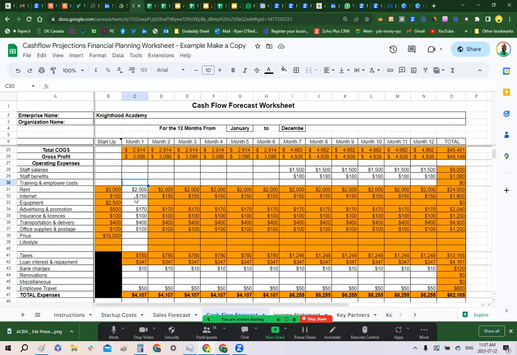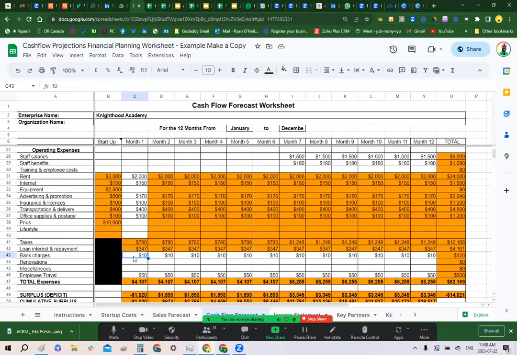But you'll see the first month of internet, you'll notice equipment. We don't have to buy equipment every month. So it's a startup cost, but it's not a monthly cost. And then all the other ones we put in, you'll see we're not doing renovations or anything.